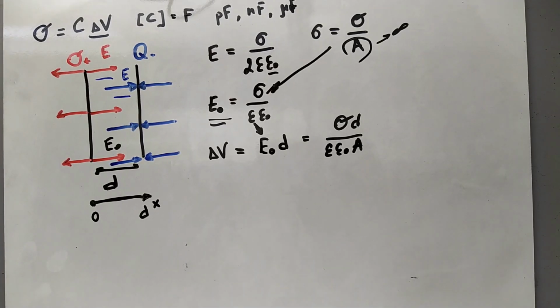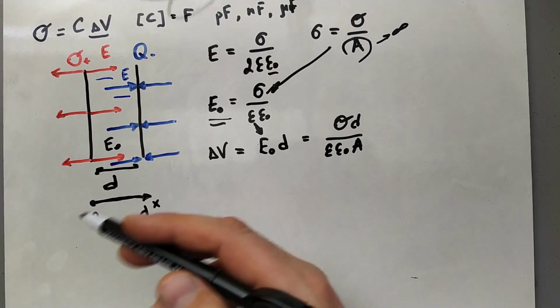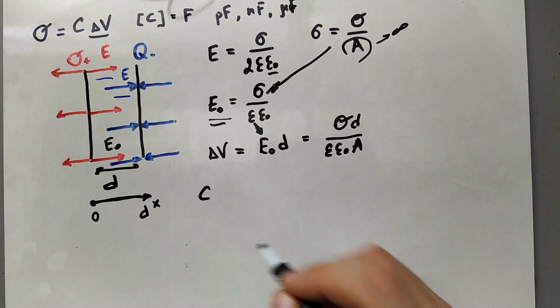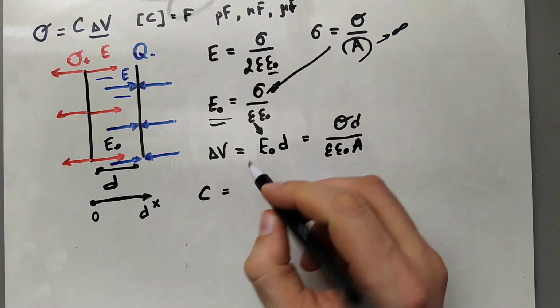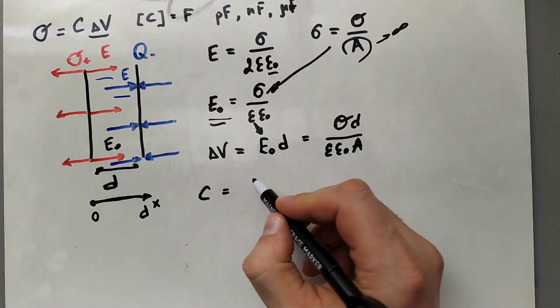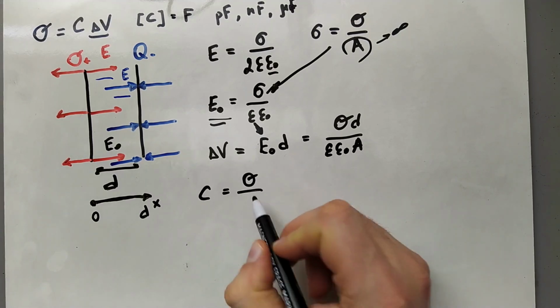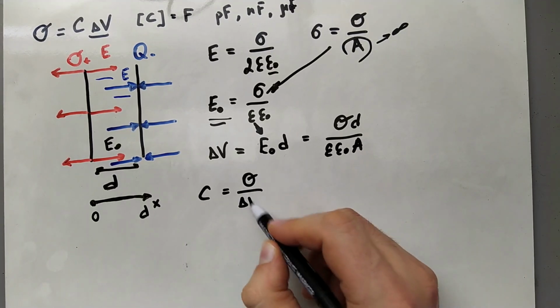So now we have an expression for potential difference, and we are approaching the step when it's possible to introduce the capacitance of this parallel plate capacitor. Capacitance C will be equal to the total charge accumulated, Q, divided by delta V.